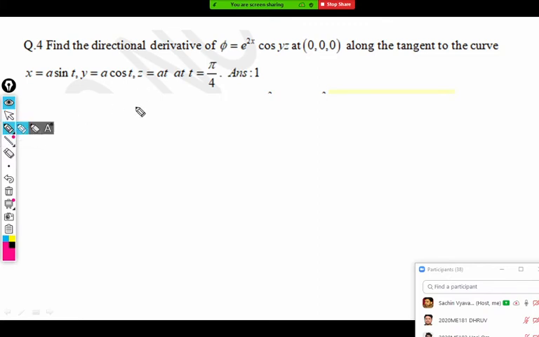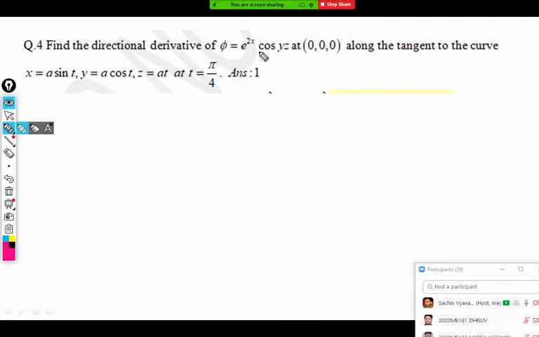So here is the fourth example. Find the directional derivative of this function phi at 0, 0, 0 along the tangent to the curve. So it is a little different question, but one similar question we already finished. And the derivatives now require exponential into trigonometry. You might require the product rule, but actually product rule is also not required. You will start it, you will come to know.